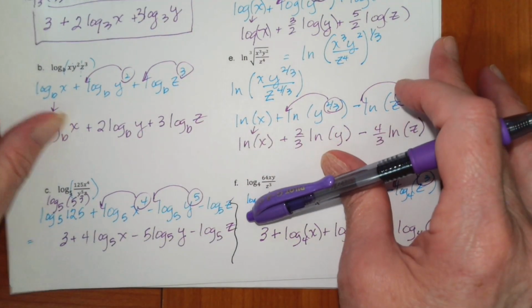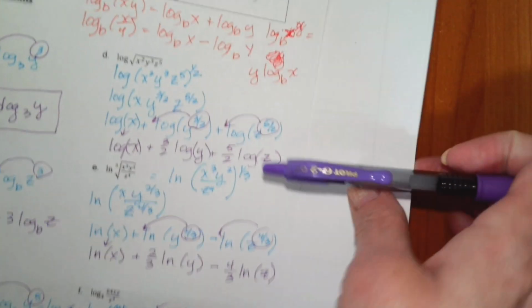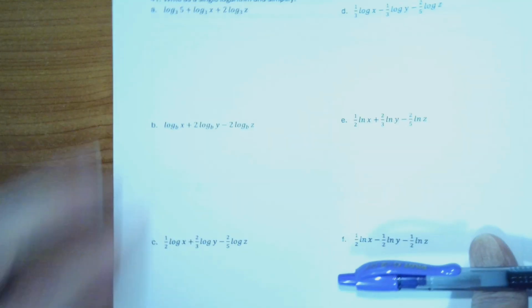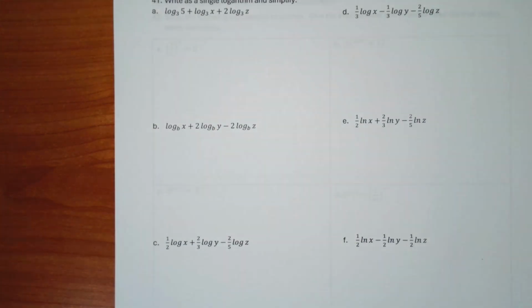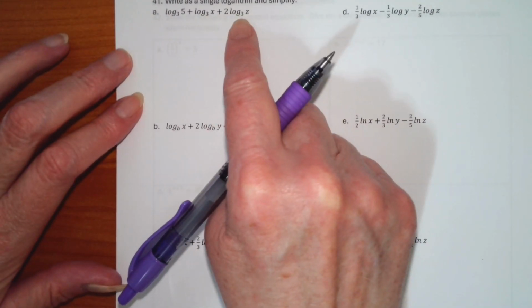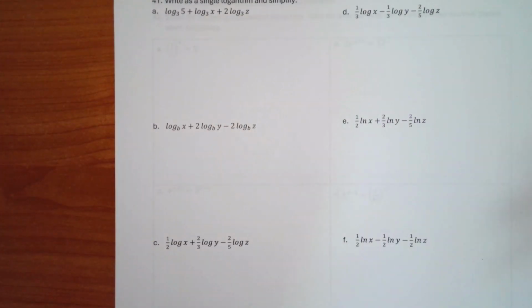Okay, well, now we're going to go backwards. And we are going to take an expanded form using the same rules and write it as a single logarithm. So all the bases have to be the same. And then you just combine. You're going to go backwards. You're going to do your power first, and then you're going to combine them.